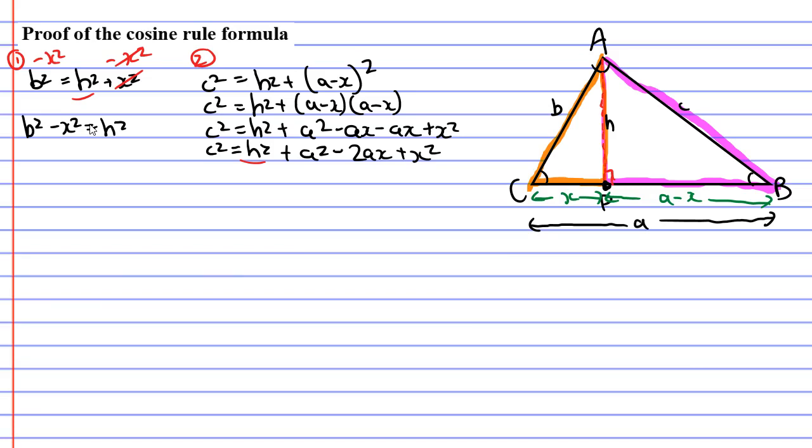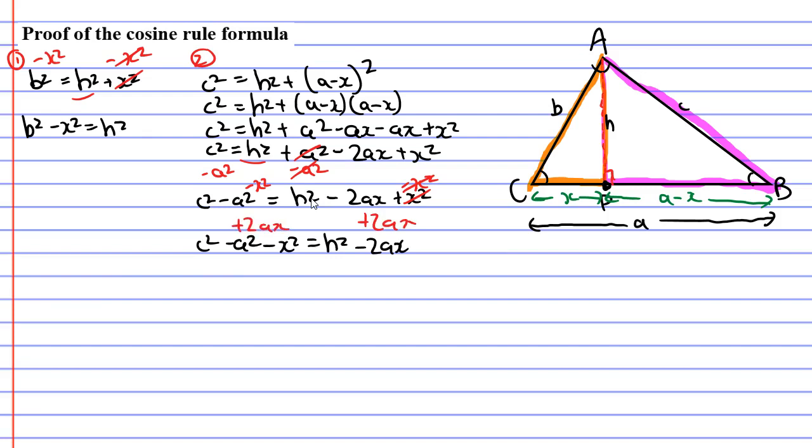I'm also going to do it for the second one. This one's going to be a bit trickier. I'll start by subtracting A squared on both sides, giving me C squared minus A squared equals H squared minus 2AX plus X squared. Now I think I'll subtract X squared on both sides. That'll give me C squared minus A squared minus X squared equals H squared minus 2AX. Now I'm going to add 2AX on both sides, which is going to get me to where I want to get. So C squared minus A squared minus X squared plus 2AX equals H squared.